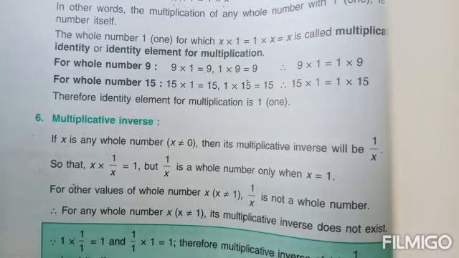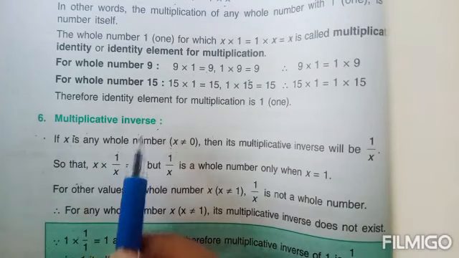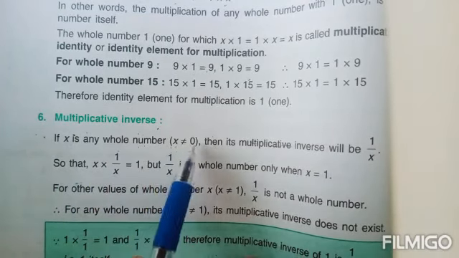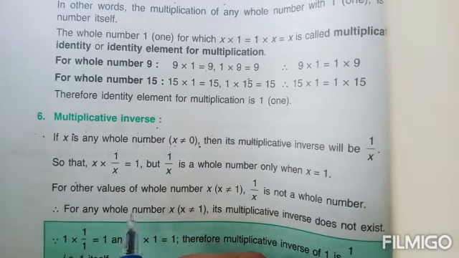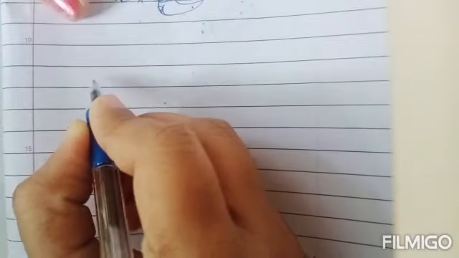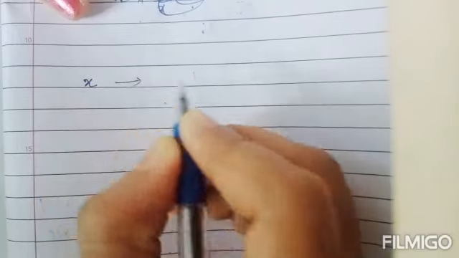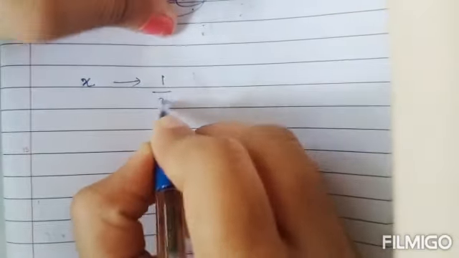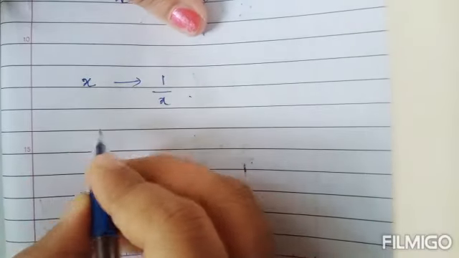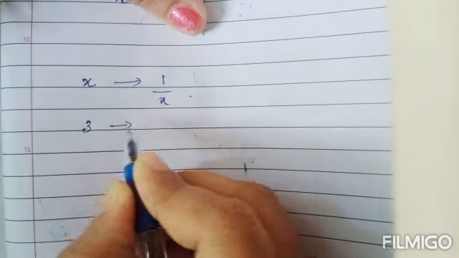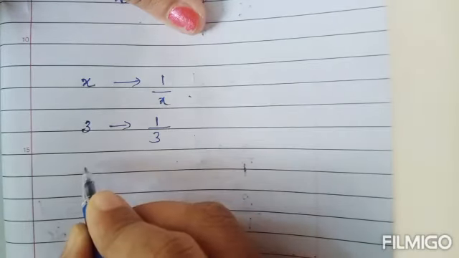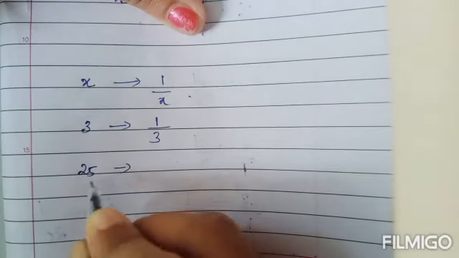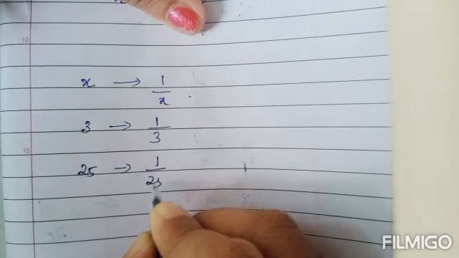Okay. Sixth one, multiplicative inverse. If x is any whole number, x not equal to 0, then its multiplicative inverse will be 1 by x. So here, for any whole number x, in general we are taking, its multiplicative inverse will be 1 by x. Okay, let us take a whole number 3. What will be its multiplicative inverse? It will be 1 by 3. Okay, another whole number, let us take 25. Its multiplicative inverse will be 1 by 25.